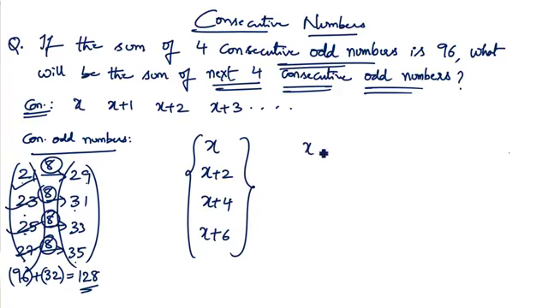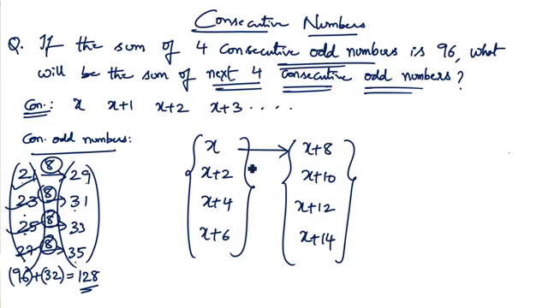After x plus 6, we get x plus 8, then x plus 10, then x plus 12, and then x plus 14. Try to look at the differences. This is the second lot. The difference between x and x plus 8 is 8. x plus 2 and x plus 10, 8 again, and 8 again, and 8 again. So whatever be the set of numbers, the difference between each pair is always going to be 8, and there will be 4 such pairs. So 4 times 8, 32.